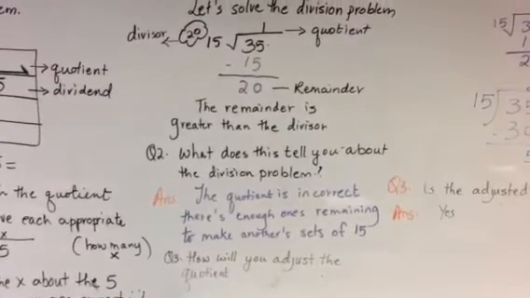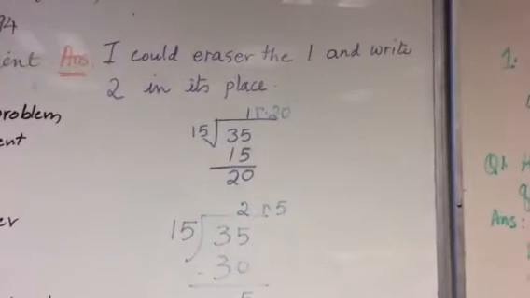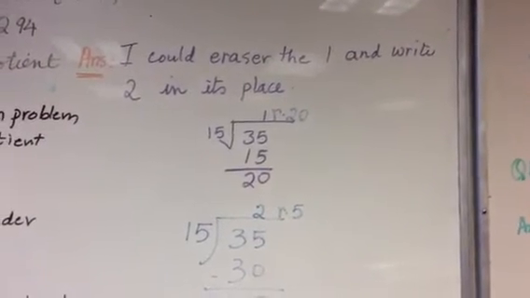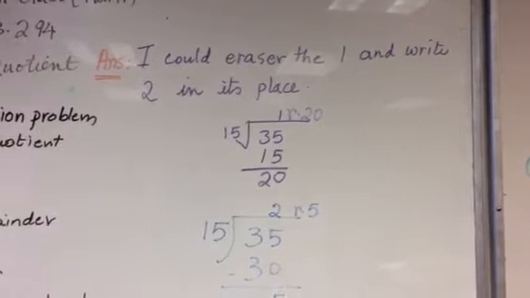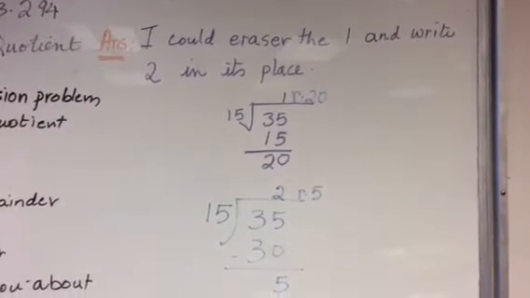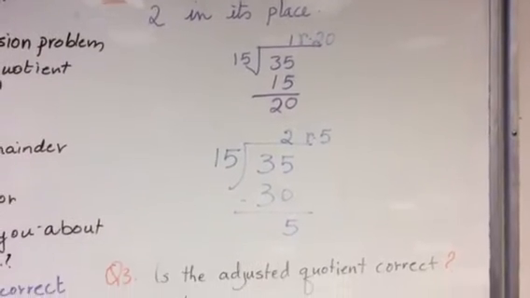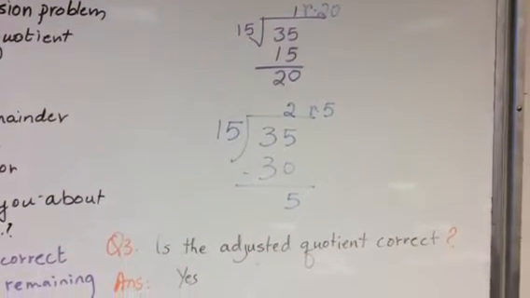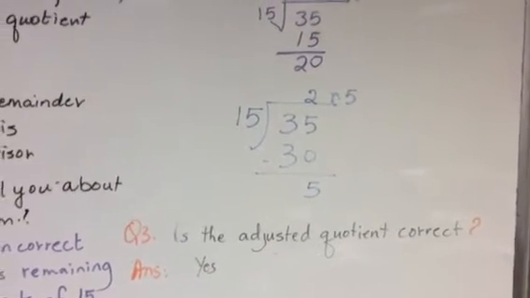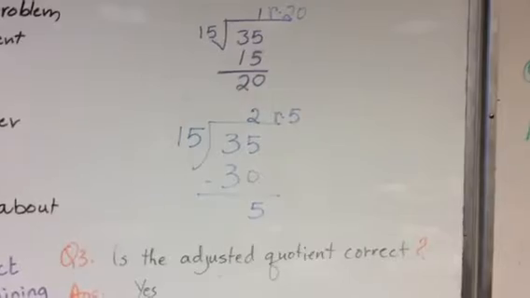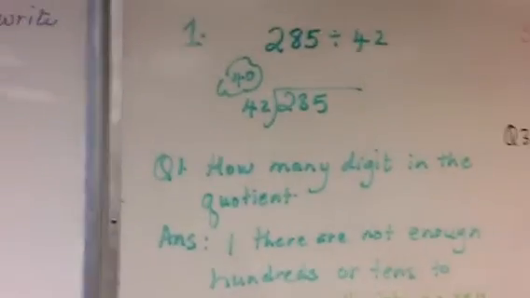Think about it. I could erase the 1 and write 2 in its place. So 15 will go in 2 times, and 35 minus 30, remainder is 5. Is the adjusted quotient correct? Yes. So that is what we are doing today in page 293, 294. Let's look at another example.